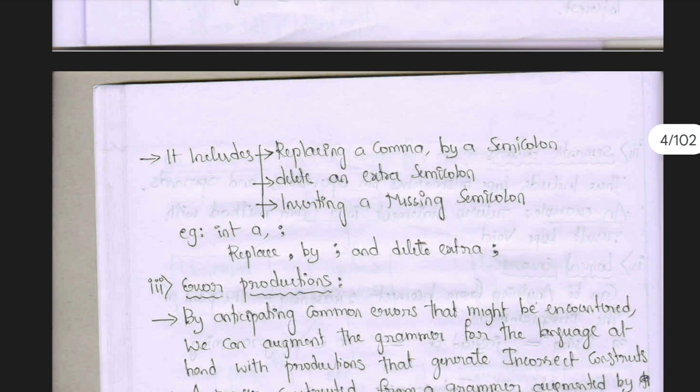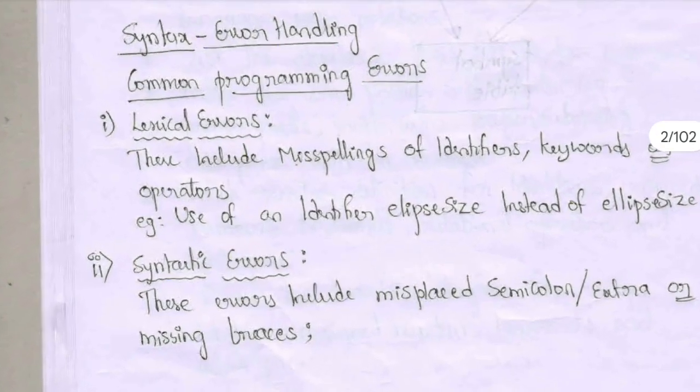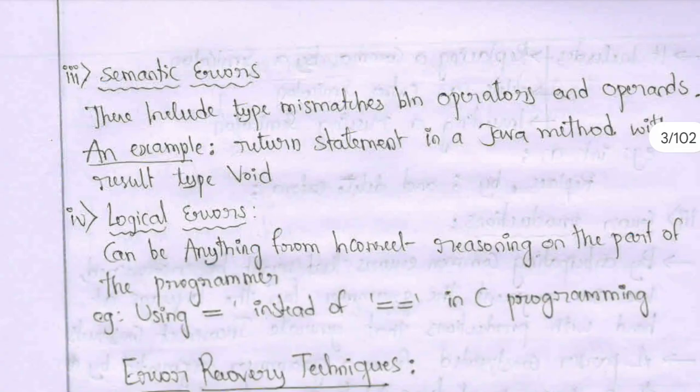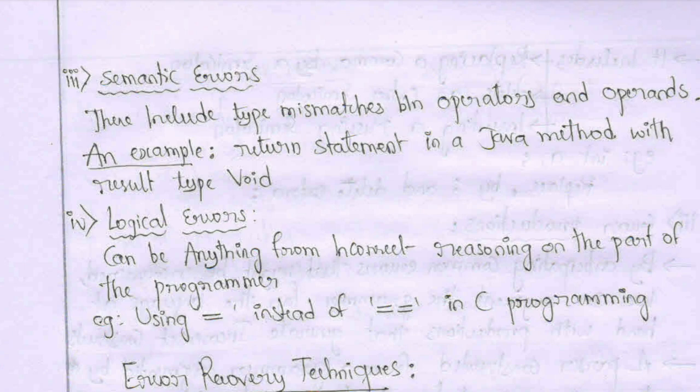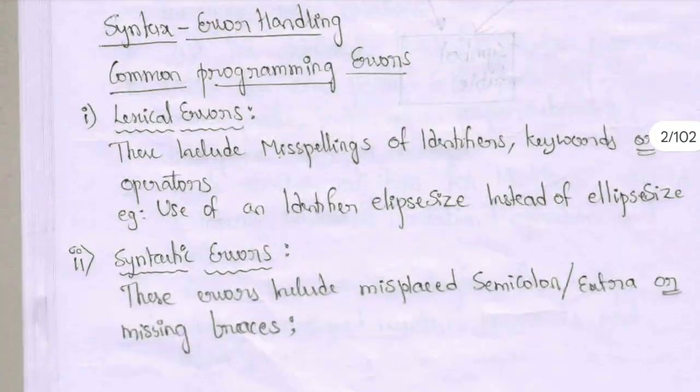So actually it's in the other PDF, but in this PDF also you can find it on page number 2. It's starting from here. So the different types of errors are lexical errors, syntax errors, semantic errors, and logical errors. Okay, so these are the 4 types of errors which you can find in programming.